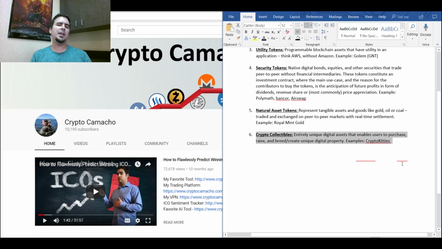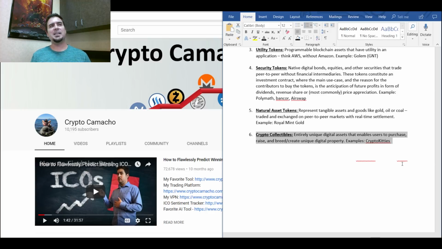A crypto collectible is really an asset in an entirely space of its own. It's an entirely unique type of digital asset that enables users to purchase, raise, and/or breed and create unique digital properties, okay? One of the classic examples of crypto collectibles would be CryptoKitties, okay? CryptoKitties is built on the Ethereum blockchain, but essentially it's the ability to own digital real estate, digital assets, and unique digital properties, right?